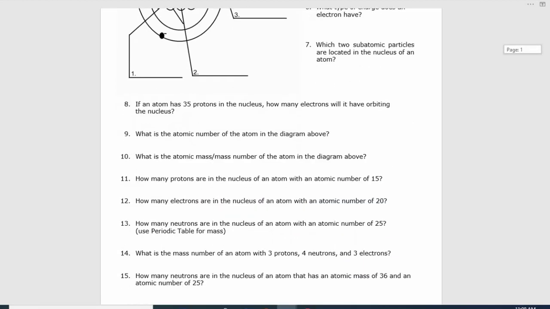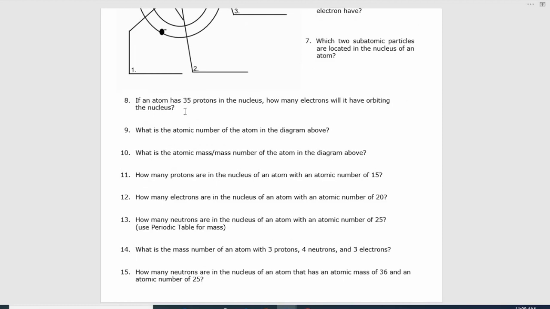Okay. Number 8, if an atom has 35 protons in the nucleus, how many electrons will it have orbiting the nucleus? So if we have 35 protons, how many electrons do we have? We learned before that the number of electrons equals the number of protons. So if we have 35 protons, we have also 35 electrons. Excellent. So this will be 35 electrons.